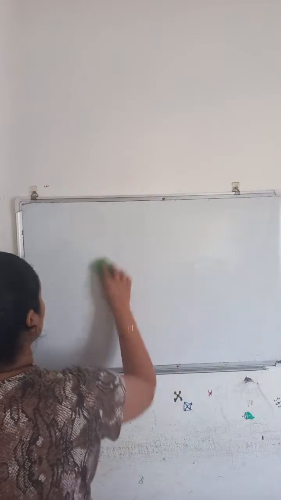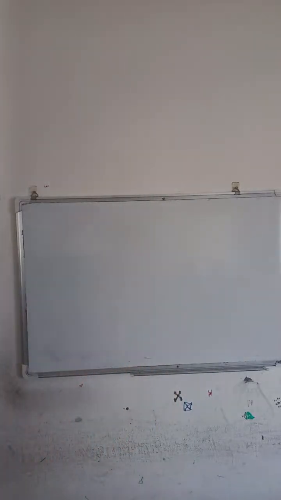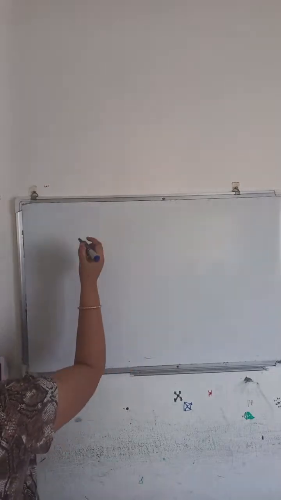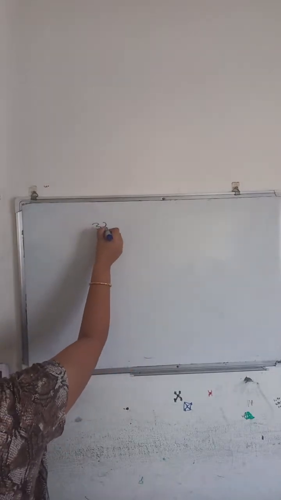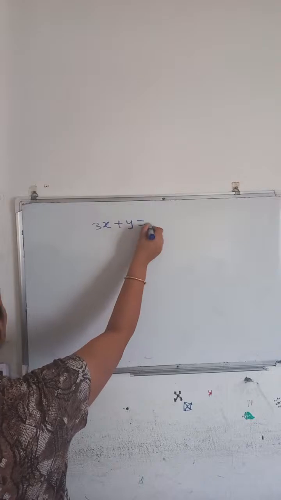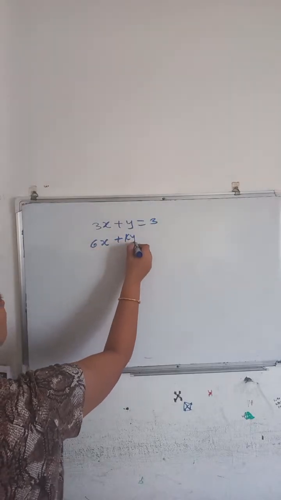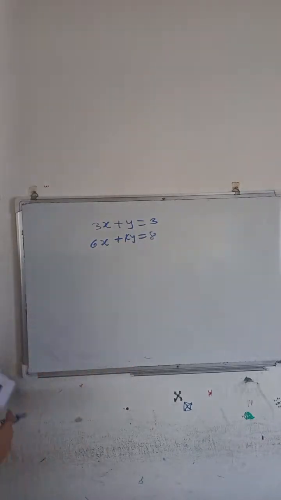And 6x plus ky is equal to 8. Does not have a solution. Okay, here equations are given, and we have to find out the value for k.